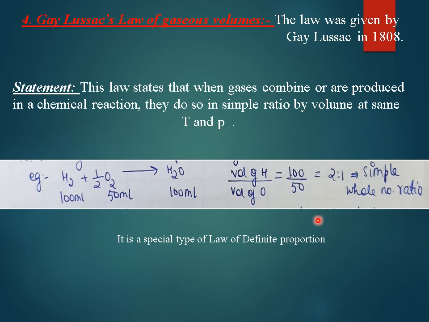The only difference is there we were talking about masses of the elements of the compound. Here we are talking about the volume of the elements of the compound, and also there it was for the solids and liquids, and this particular law is only valid for gases. So that is the only difference. So basically the Gay-Lussac's law was a special type of law of definite proportion also.